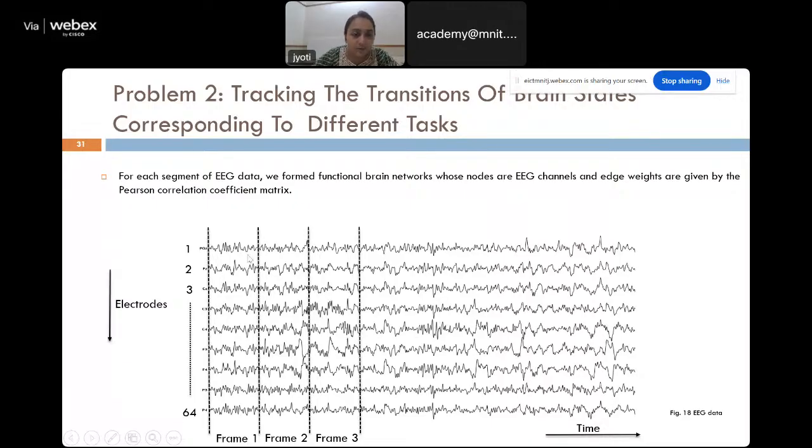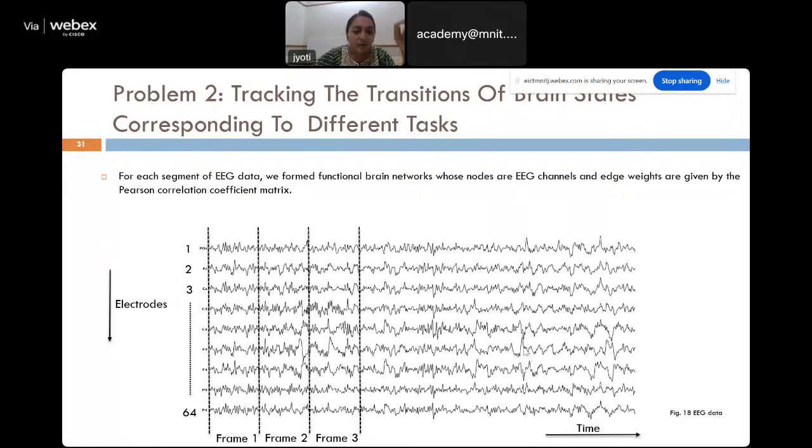So first, we have divided the data into small segments. For each segment of data, we have formed functional connectivity matrices using the correlation coefficient matrix. So for frame 1 we have a correlation coefficient matrix, then for frame 2, frame 3, and for all the frames we have functional connectivity matrices. Suppose this much data is there with me, I will find the correlation coefficient matrix. Then the next second, I get the next data and make the next correlation coefficient matrix. Like that, we are working on small segments in real time.